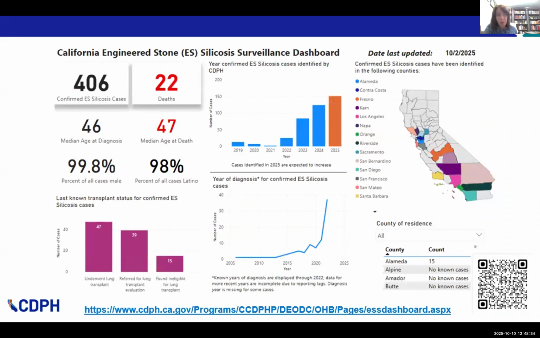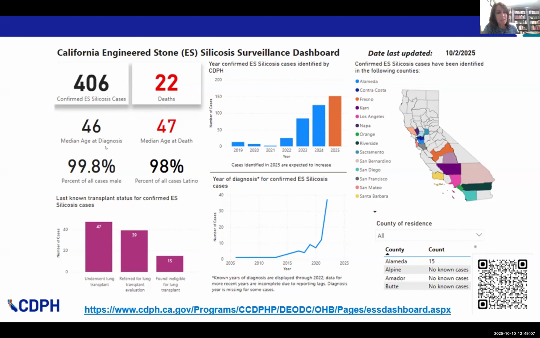Earlier this year, we developed and posted this dashboard that we call the Engineered Stone Silicosis Surveillance Dashboard, and we're updating it weekly. It was just updated yesterday. I'm sorry I didn't change the slide. We're up to 411 cases, so we're seeing more cases on a weekly basis. We added another death as well, 23. And you can see that the median age of diagnosis among these 400 plus cases is 46, and the median age of death is 47.